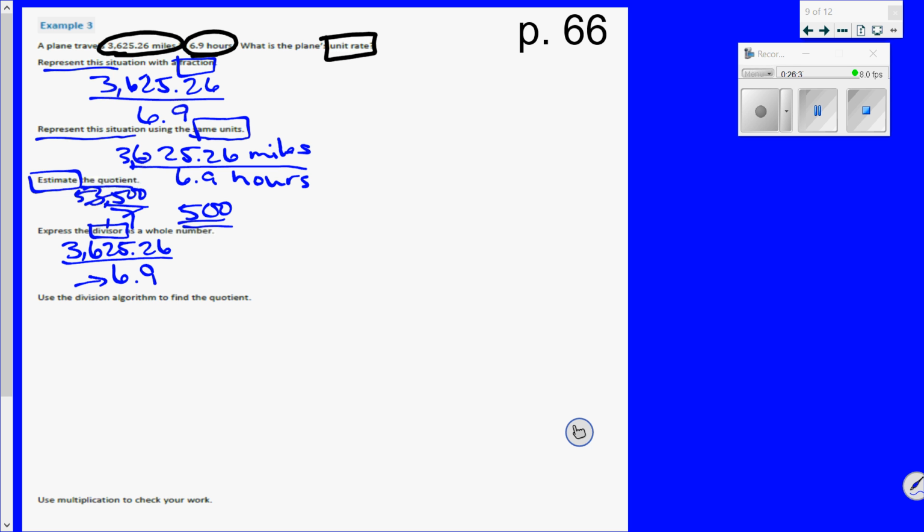Again, we focus on our divisor, right? So we said 6 and 9/10. So what am I going to multiply by? 10. So if I do them both by 10, I'm going to end up with 36,252 and 6/10. And I'm dividing by 69.